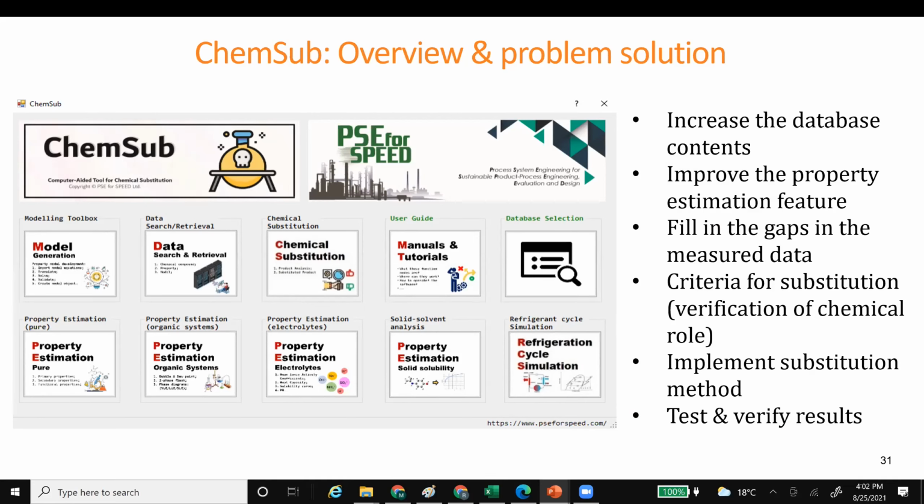Criteria for substitution, as the previous speakers also showed, we need to analyze and see what actually is the criteria for substitution, and then properly define them. And then afterwards, we need to validate that. So what is the chemical role is very important there. And we have to further develop the substitution method and test and verify results. So we want to make a large library collection where problems have been tested, solved, tested, and verified.